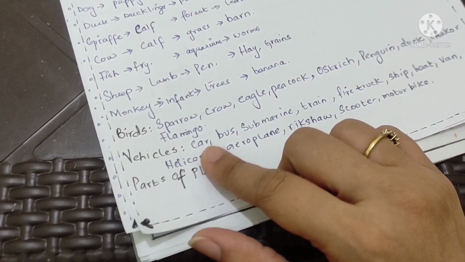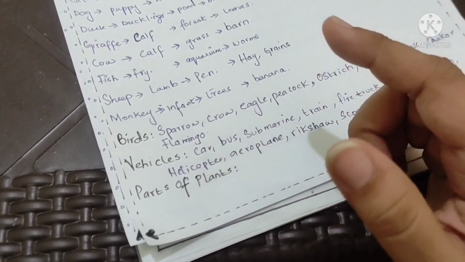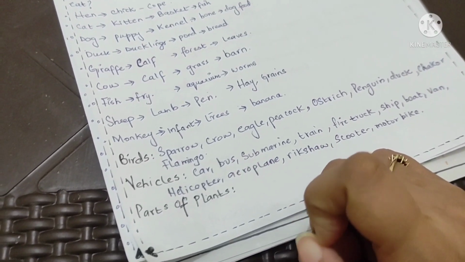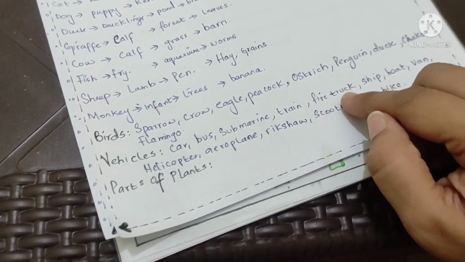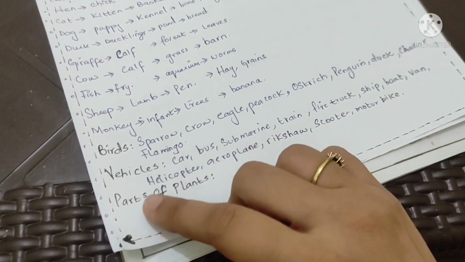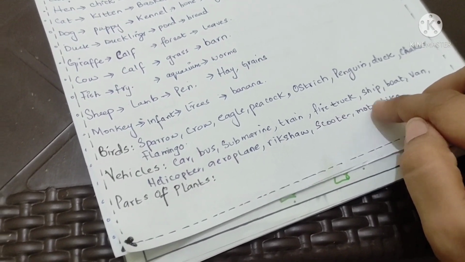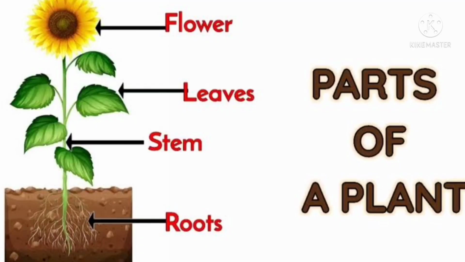Vehicles can be divided into 3 parts. That is land transport, water transport and sky transport or air transport. Okay, so we have car, bus, submarine, train, fire truck, ship, boat, van, helicopter, aeroplane, rickshaw, scooter, motorbike. Okay, then you can introduce parts of plants. You can also introduce the life cycle as well.